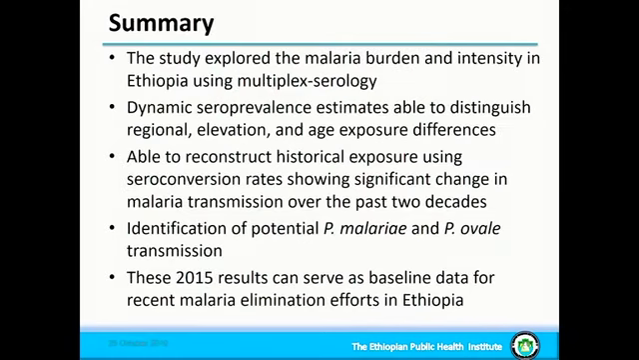So with this, we conclude that this study explored the malaria burden and intensity in Ethiopia using multiplex serology. Dynamic seroprevalence estimates were able to distinguish regional, elevation and age exposure differences. We were also able to reconstruct historic exposure using seroconversion rates, showing significant change in malaria transmission over the past 2 decades. We were also able to identify potential P. malariae and P. ovale transmission. And this data generated may also help us as baseline data for the ongoing malaria elimination in the country.